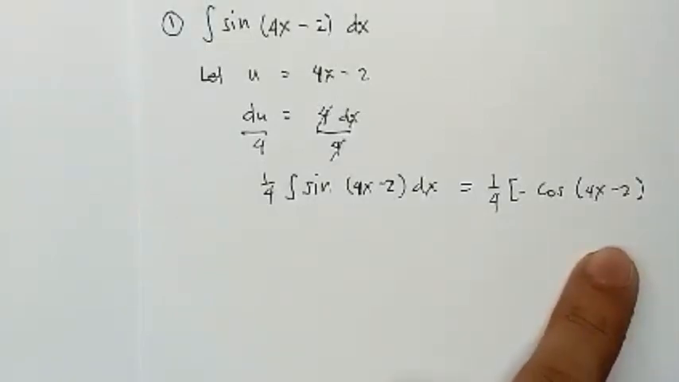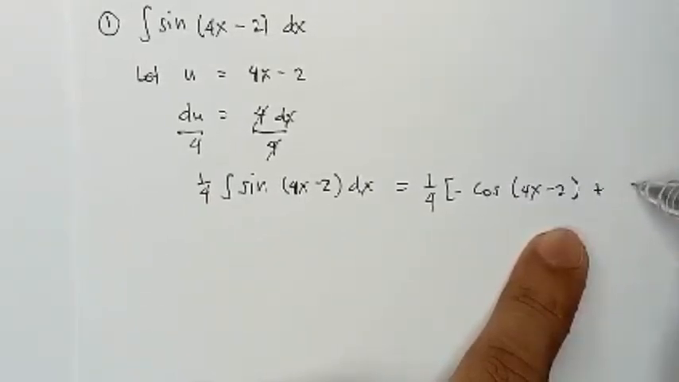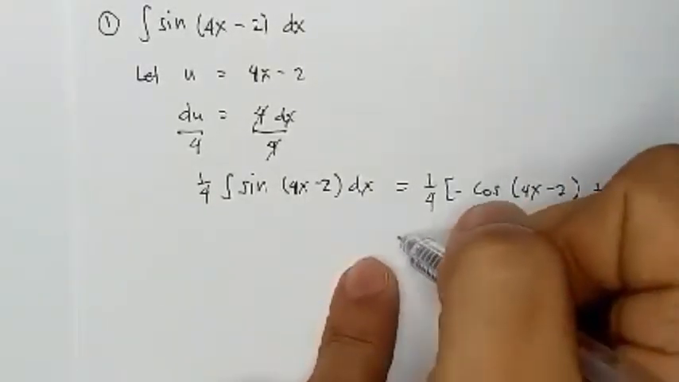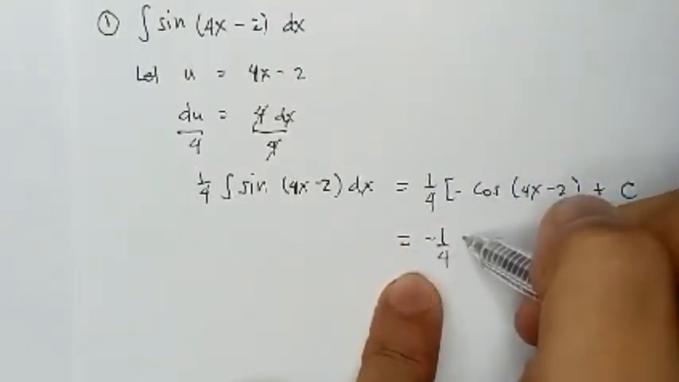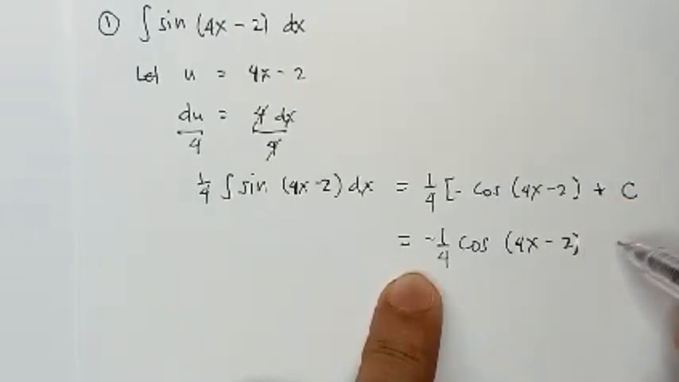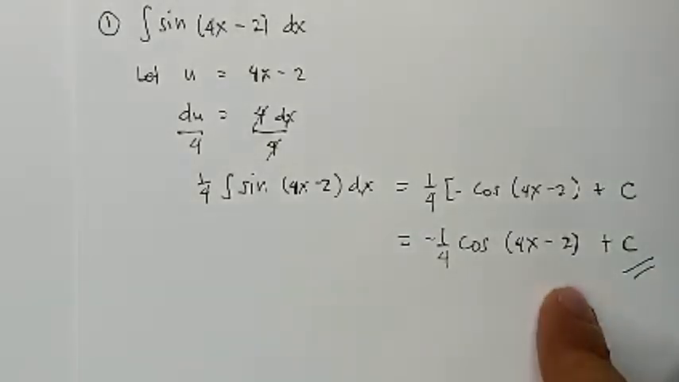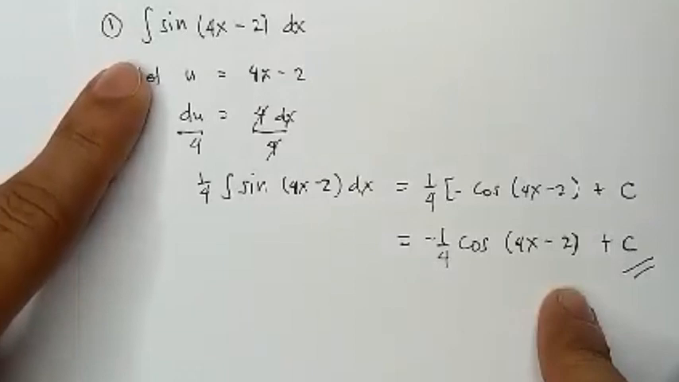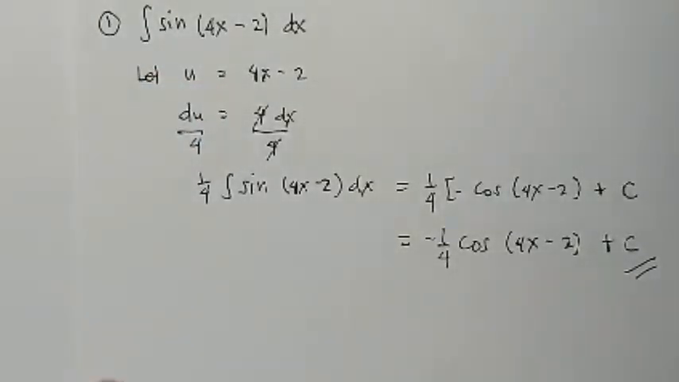Okay, then of course the last step here is we are going to affix now our integrating constant, which is plus c. As we simplify it further, negative 1/4 cosine quantity 4x minus 2 plus c. This is now our indefinite integral of sine quantity 4x minus 2 dx. Okay, what if we have another example here?